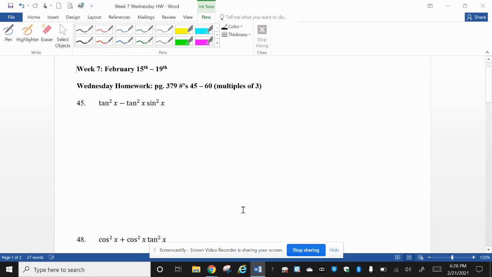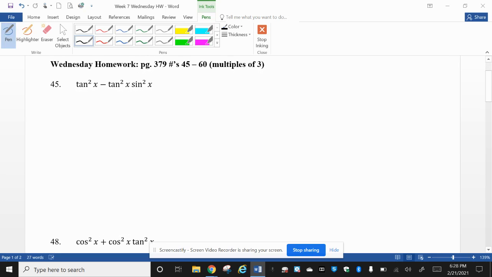All right, so we're going to be taking a look at week 7, which was February 15th to 19th. The homework that was assigned Wednesday was page 379, numbers 30 to 60, multiples of 3. For numbers 30 to 42, you should have had no difficulties. I will be providing answers for 45 to 60 just because some of these examples we hadn't quite had a chance to go through yet.